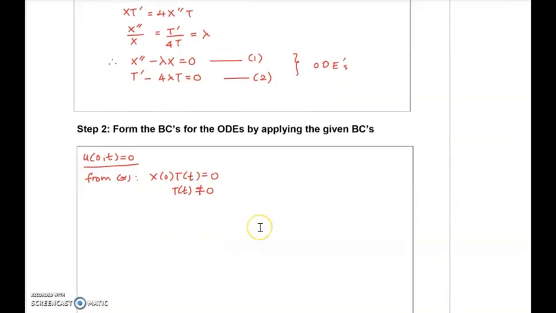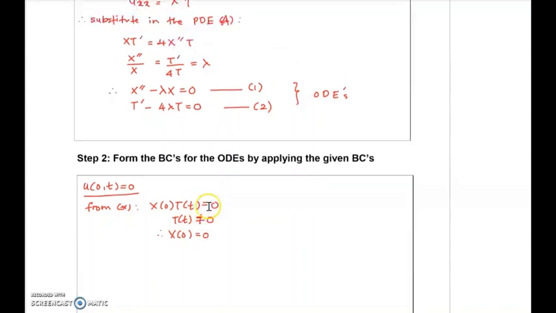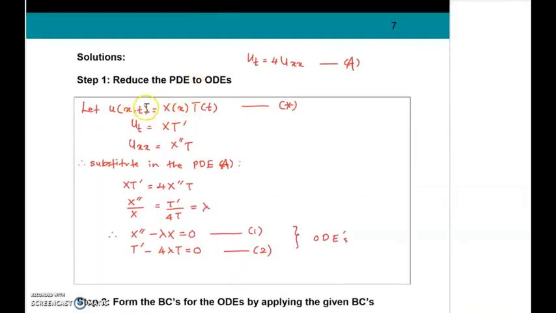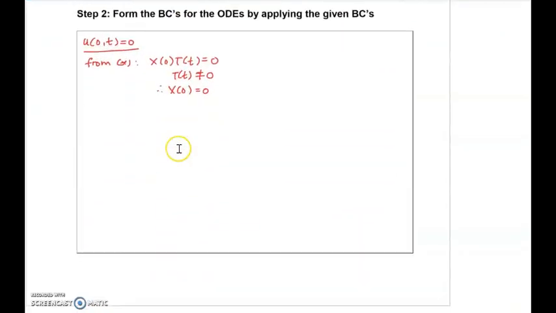Since T of t cannot be 0, the only thing that is going to be 0 is X of 0, of course. Only then is the equation that we have here valid. So X of 0 equal to 0 is okay, because the X value is 0 only when the small x is 0. At any other points, they are not 0, so we can ensure that the u is not 0. And that is for the first condition.